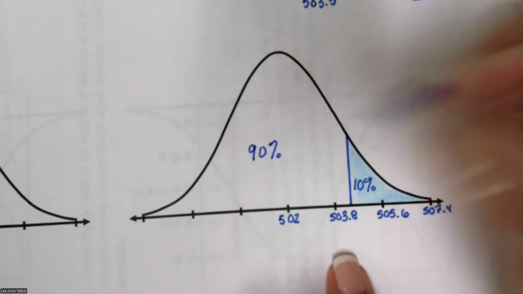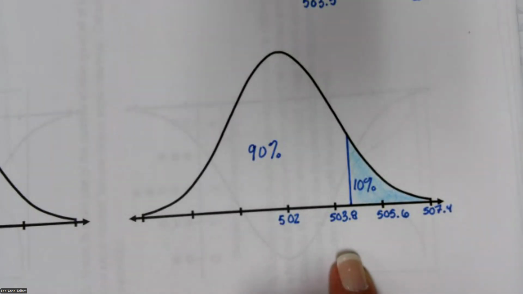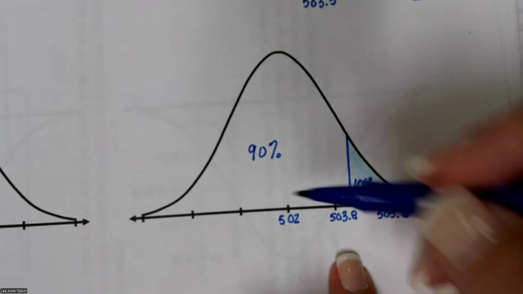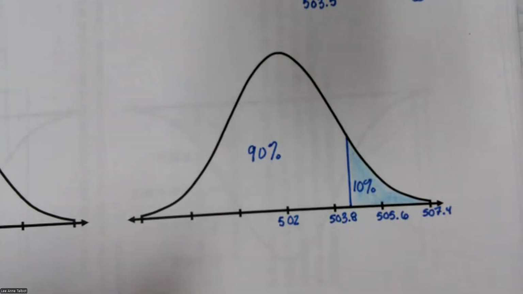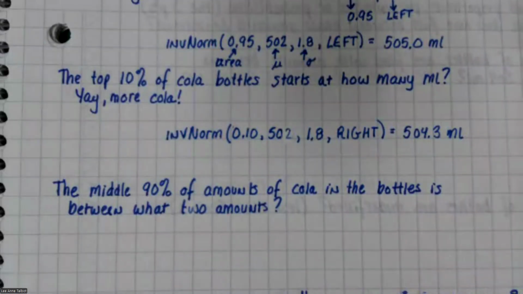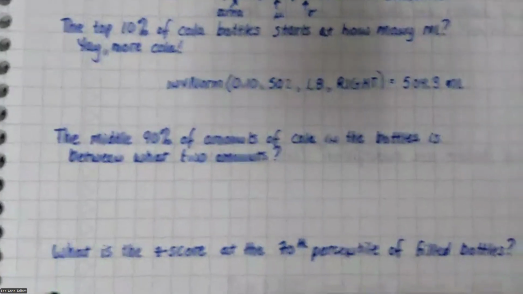I want the lower 90%. So in your calculator, you're going to do inverse norm 0.90, 502, 1.8. You see why that requires brain power? Instead of just being able to click right. So, okay. Last thing.